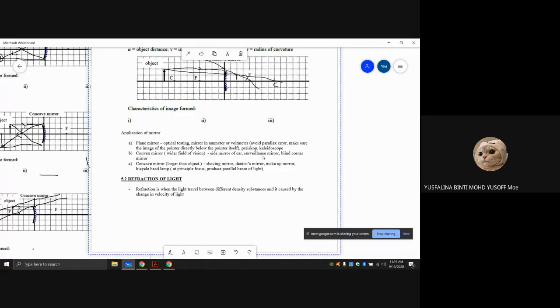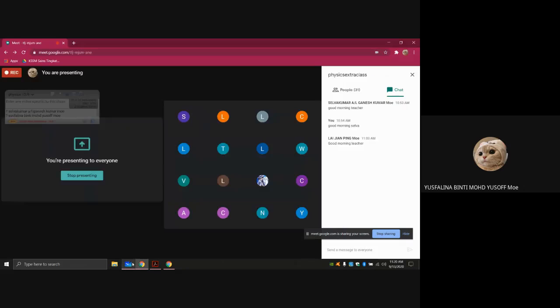So let's say the two mediums are glass to air, or water to air, or water to glass. They have different densities, right? So when the light passes through, refraction will occur. So this is the refraction of light.